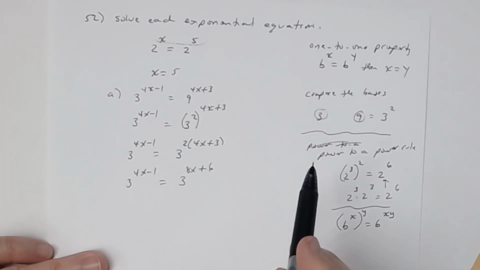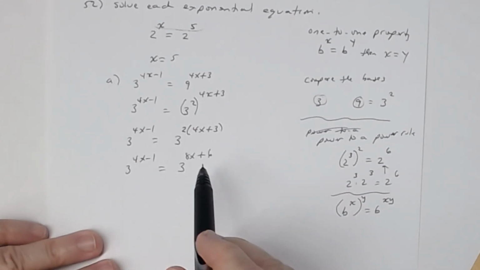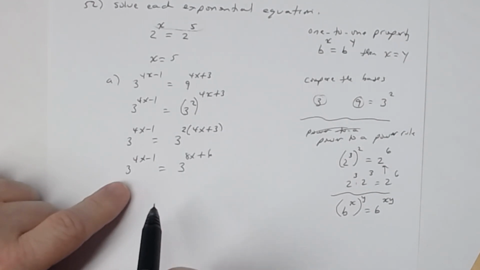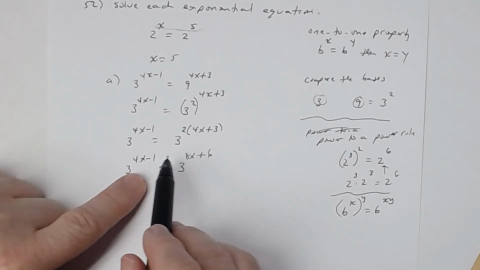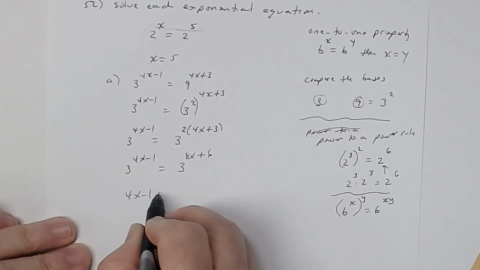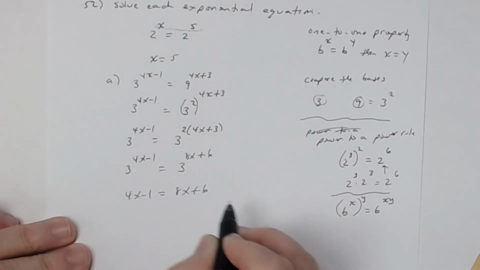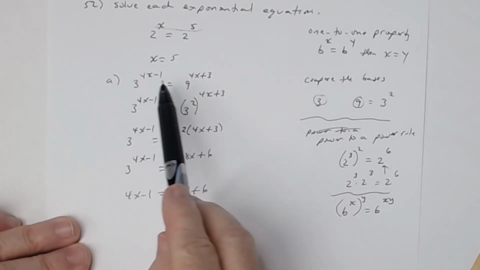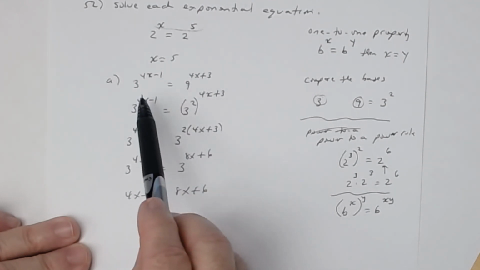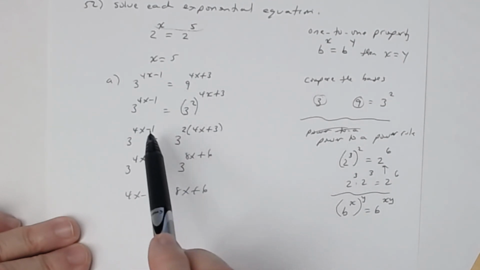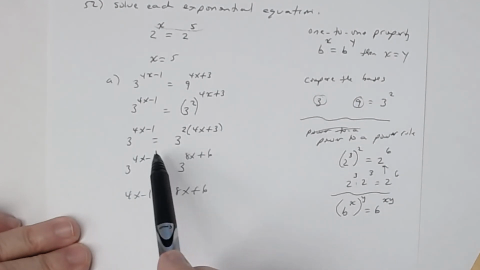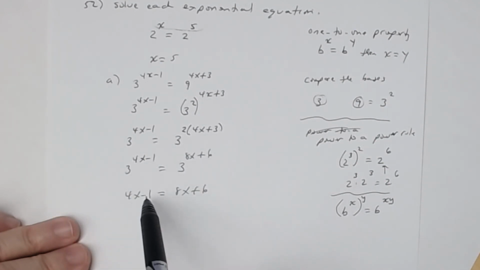Okay? Now we can use the one-to-one property. Now we have the bases equal to each other. The bases are the same. So according to the one-to-one property, the exponents must be equal to each other. So you're going to say 4x minus 1 is going to equal 8x plus 6. So notice that to solve this exponential equation, in which the bases were not the same, I rewrote the bases so that they were the same. And then I used the one-to-one property. So you set those exponents equal to each other, and that's where we are.